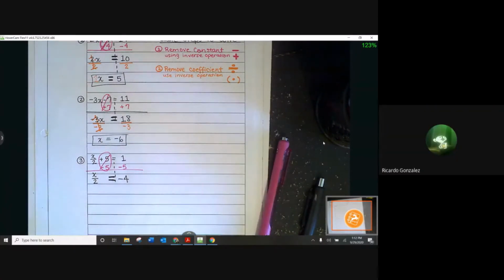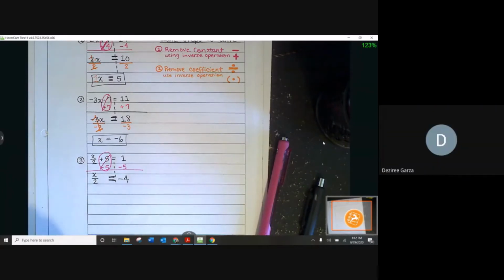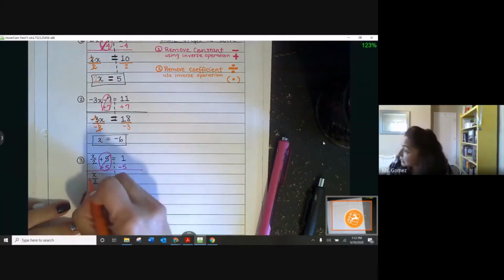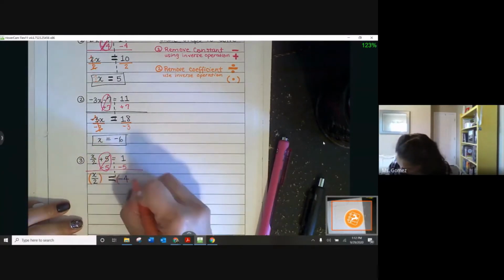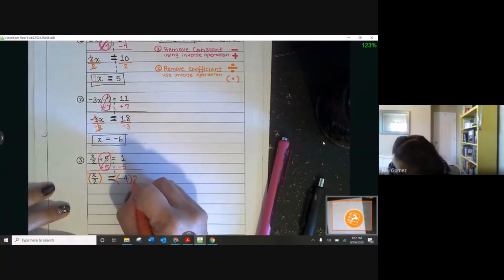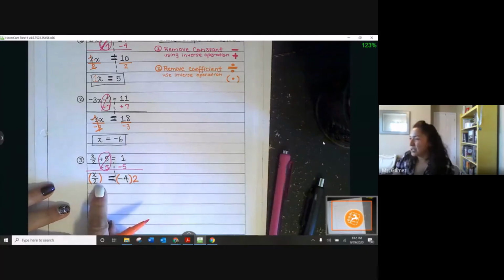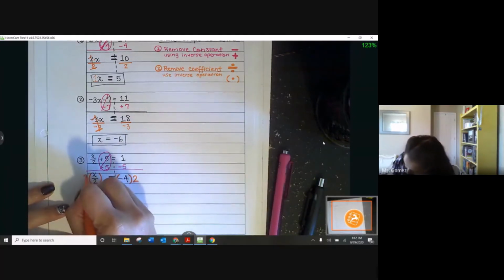So what's the inverse operation to division? Multiplication. So what do you think I should multiply both sides by? 2. Yeah, absolutely, because I want to get rid of 2. So I'm going to put parentheses, which mean multiply. I'm going to put 2. Usually I like to put it in front, but I don't have the space here, so I'm going to put this one here.